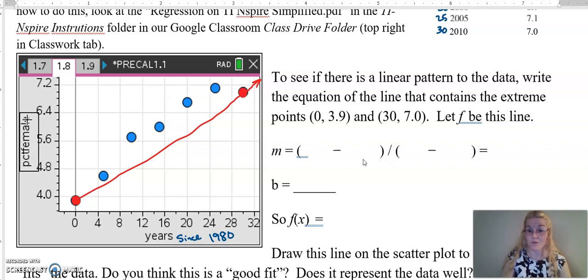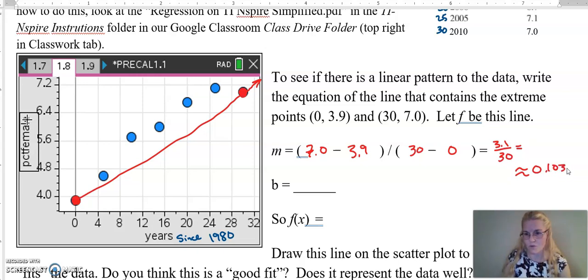If you said or wrote down, well, it's going to be 7.0 minus 3.9 because it's the change in y divided by the change in x, you're absolutely right. So 3.1 over 30, which is going to give you a really long decimal. It's approximately 0.103, blah, blah, blah. Or keep it in exact form and just write it as 31 over 300. Or, I mean, technically 3.1 over 30, but that just looks prettier.